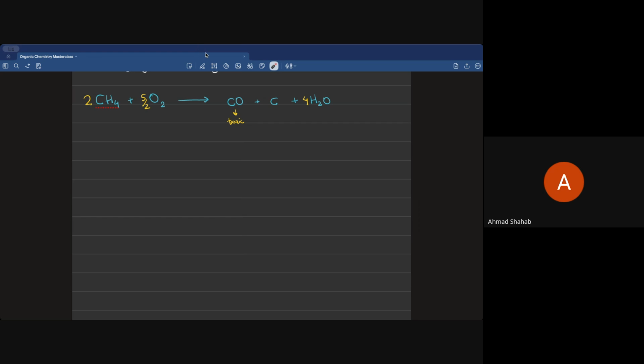Right. Type in the chat if it is. Type in the chat if you want me to move to the next reaction, next type of reaction that alkanes undergo. Quick, I want answers, I want confirmation so that I can go ahead.